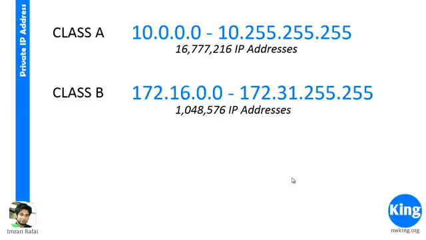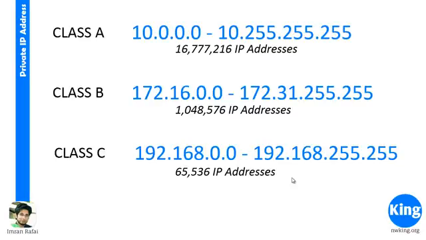In class B, 172.16.0.0 to 172.31.255.255, and that is 1,048,576 IP addresses. In class C, we have 192.168.0.0 to 192.168.255.255, which is nothing but 65,536 IP addresses. Now, what are public IP addresses and private IP addresses?